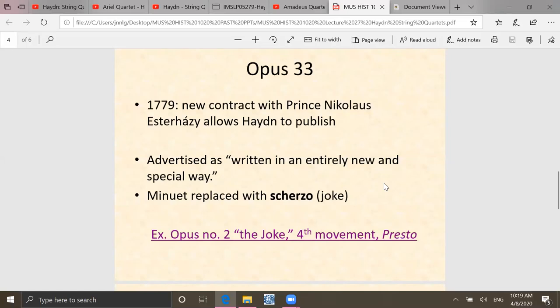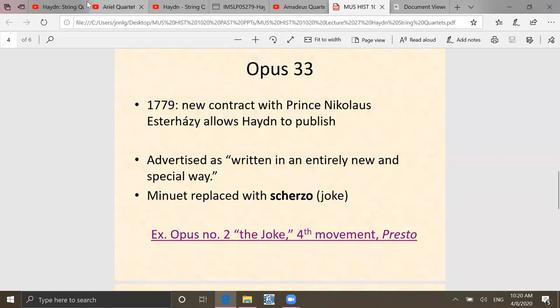The second movement would be assumed to be a minuet, but Haydn replaces it with a scherzo, which I don't know if you've encountered in your own musical journeys. Those are pieces in three, like a minuet, but the scherzo has more of a joking kind of approach. We're actually going to listen to the fourth movement of this opus, so Opus 33 number 2.